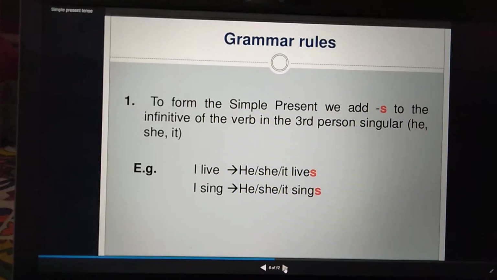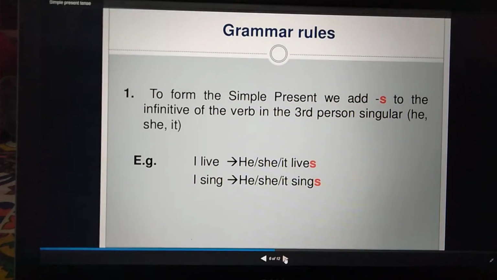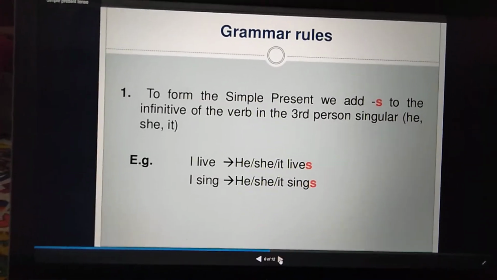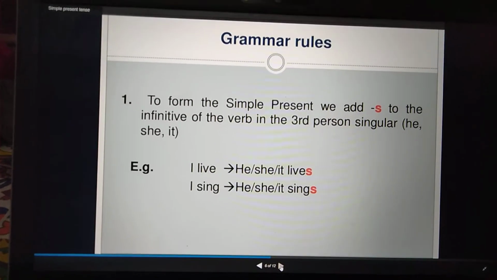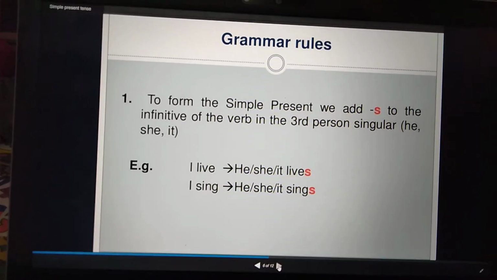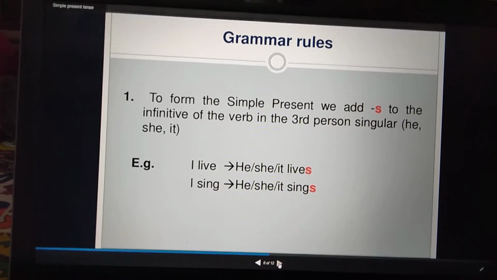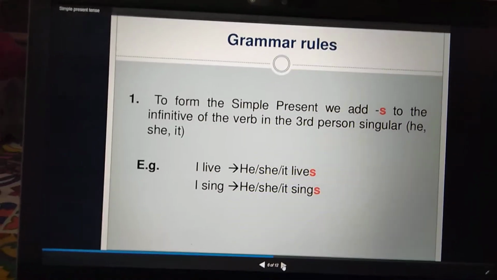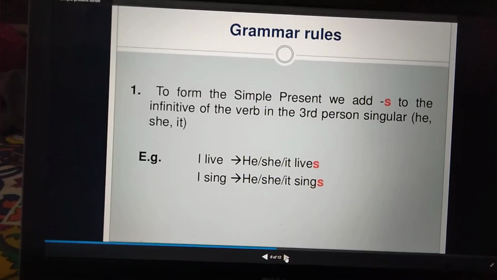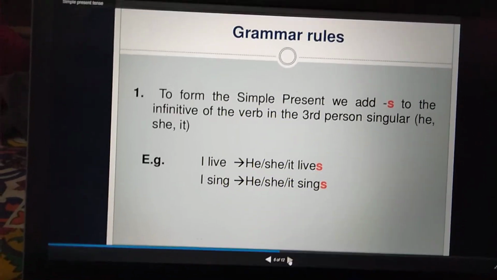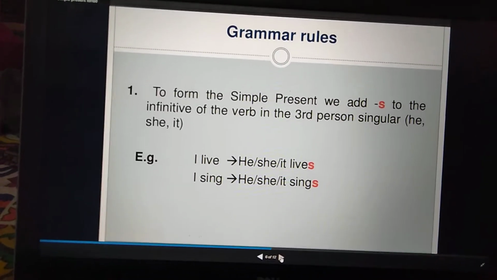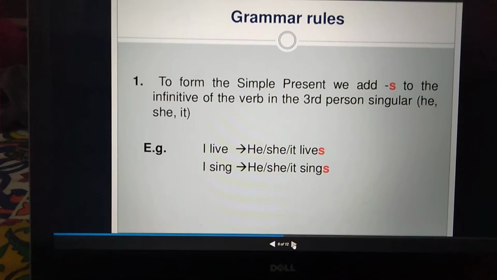Same, I sing, I is the first person pronoun and it's singular. Clear? So with I we are not going to put s. But if it is he, she, it, if it is a third person pronoun and it's singular, then we are going to put s with the verb. He sings, she sings, it sings. Clear, bache?